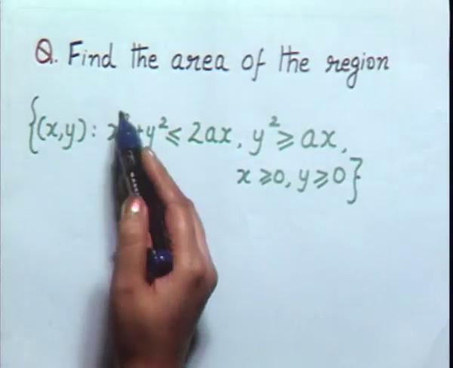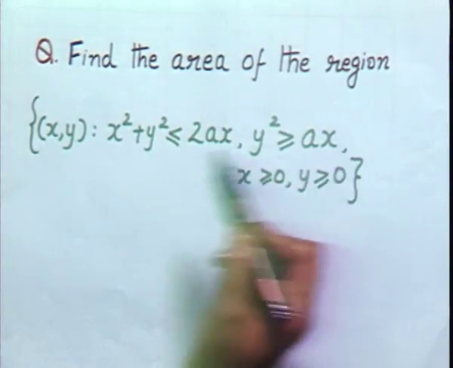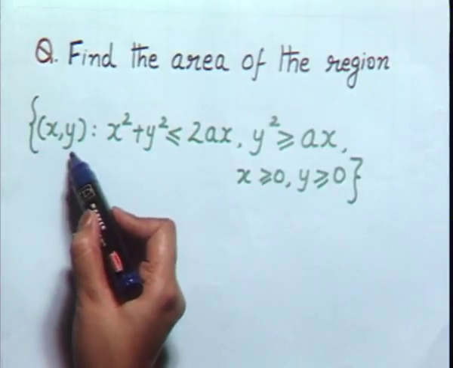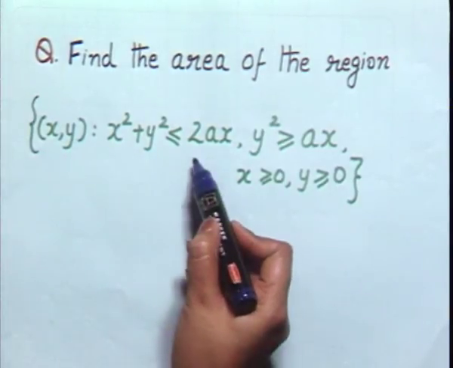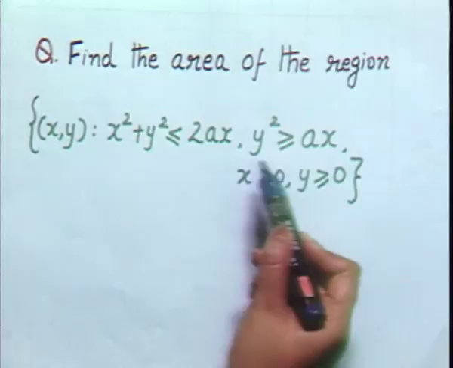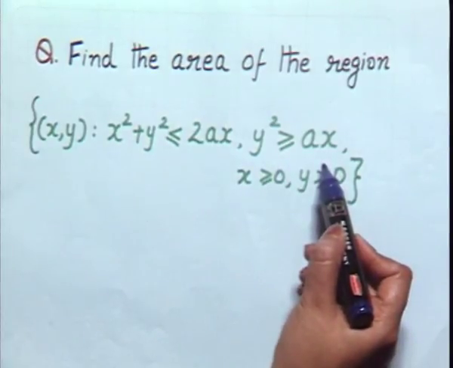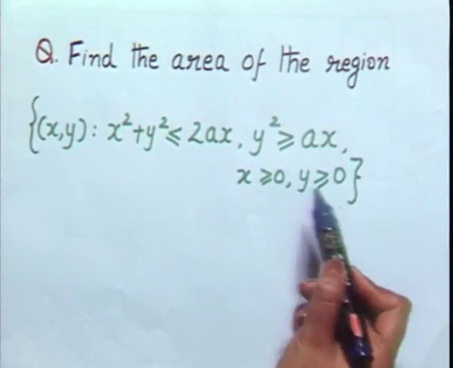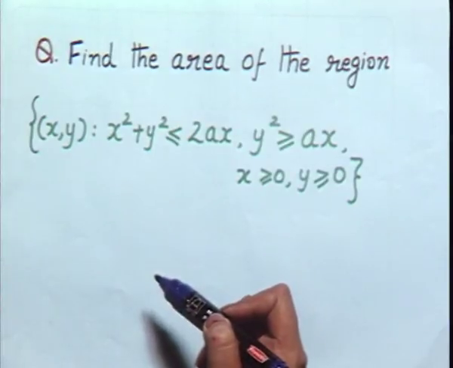Now, instead of asking you to find the area enclosed between two curves, if the question says find the area of the region given as (x, y) such that x square plus y square is less than or equal to 2ax and y square is greater than or equal to ax, x and y are both greater than or equal to 0, we proceed exactly in the same fashion as we did earlier with just a slight change.